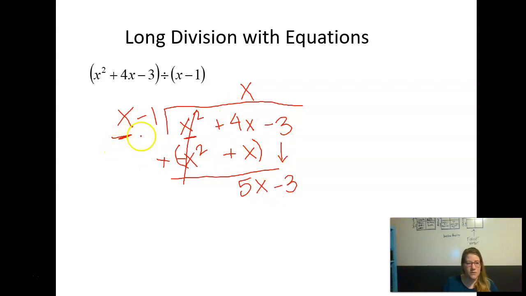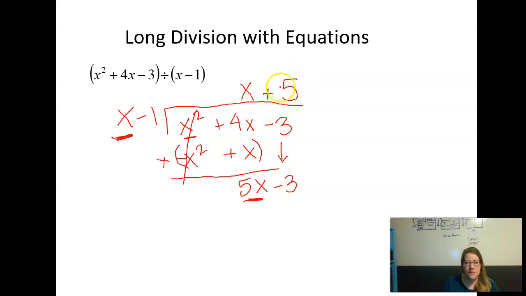So now I need to do that same process again. I'm looking just at the first term, x, and my new term, 5x. I need to think about what I would have to multiply x by in order to get 5x. And that is 5. So I'm adding it on. If it were negative, I would be subtracting it. But we need to make sure we have a plus or minus between each term up here. So that's one of the differences between this and regular long division.